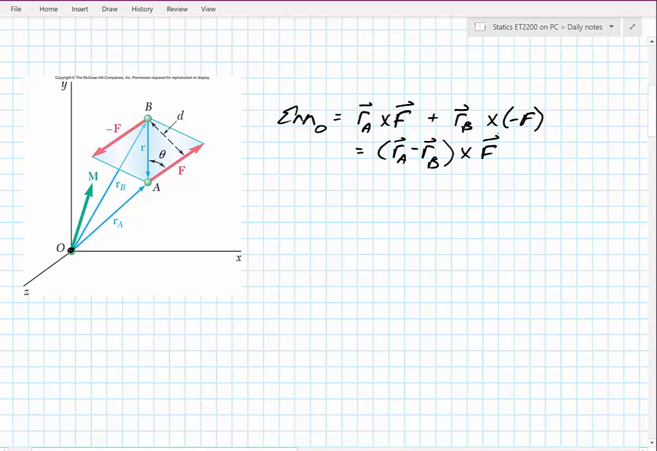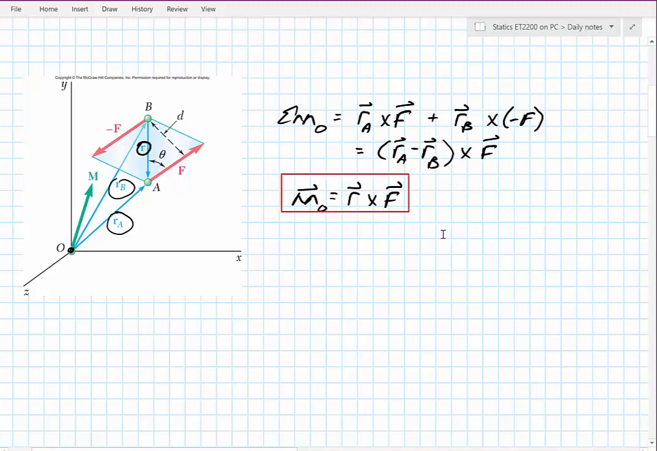So what that is saying is that my r_A and my r_B can be replaced with a single r value, which is the distance from r_B to r_A. So I end up with a final result that looks like this. The moment about point O is equal to r cross F. And this r is the radial arm distance between those two forces.